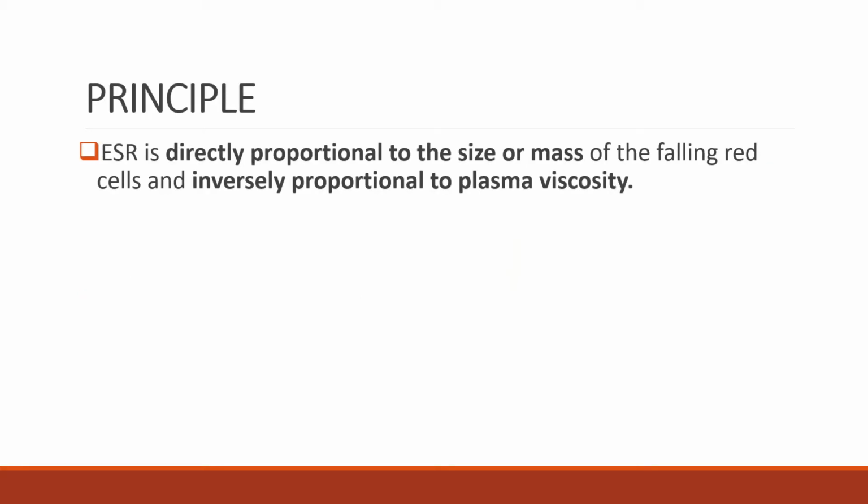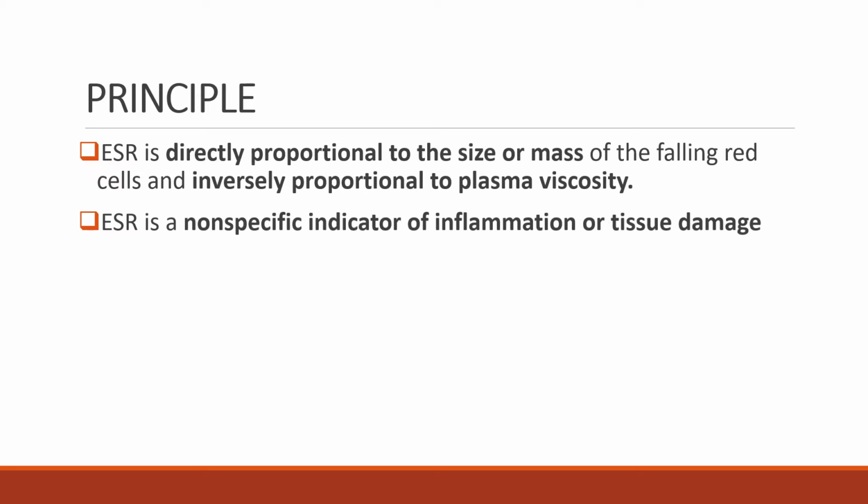ESR is directly proportional to the size or mass of the falling red blood cell and inversely proportional to plasma viscosity. Always remember that red cells that form rouleau in certain diseases are heavier and therefore have an increased ESR, while on the other hand, normal RBCs settle slowly because these cells do not form rouleau and therefore their mass is not increased. This test is a nonspecific indicator of inflammation or tissue damage.